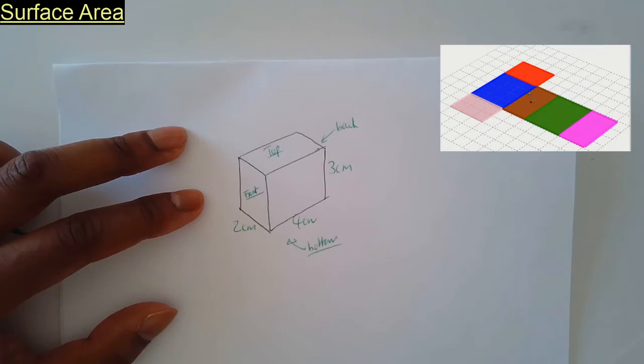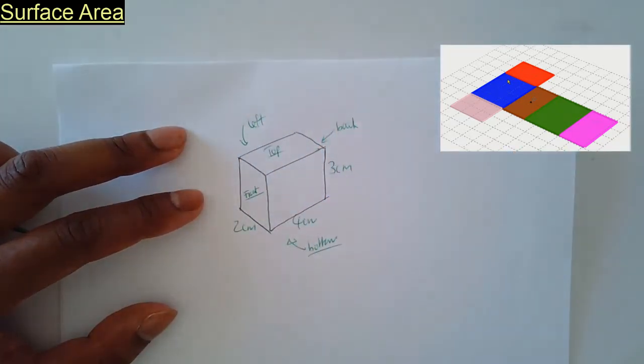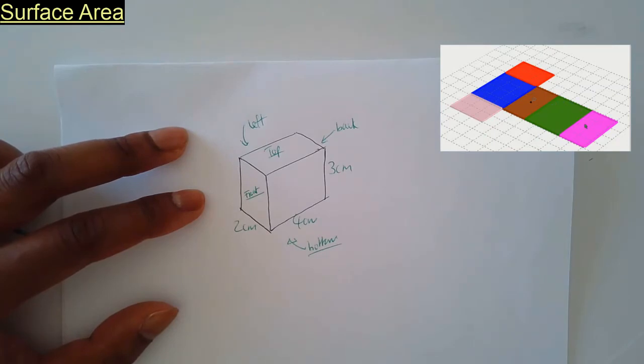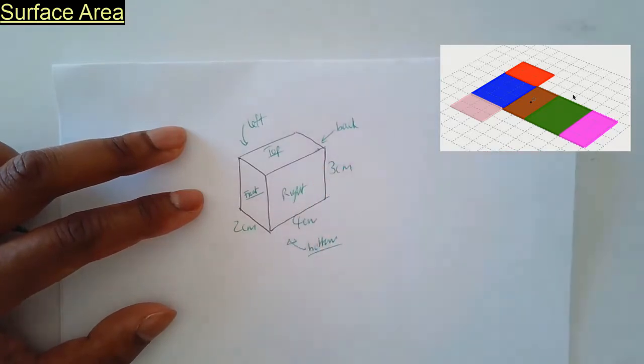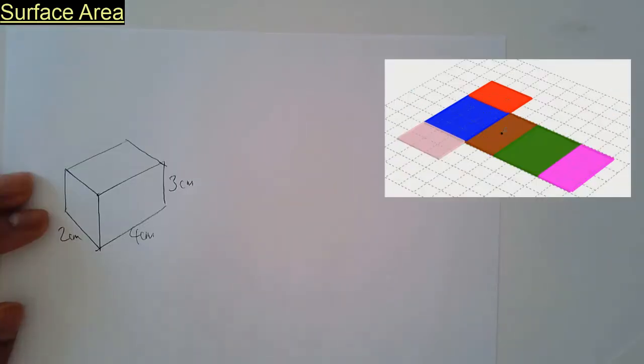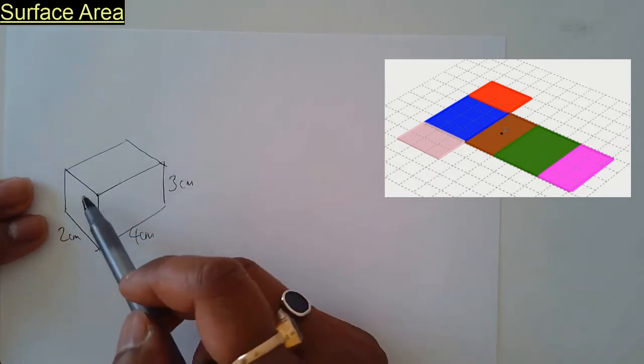This blue one over here, it's got 12 centimeters squared if you count the squares. We'll call that the left face, which is matching this green one over here, also 12 centimeters squared, which is the right. What I'll start doing now is work out the total surface area one by one.